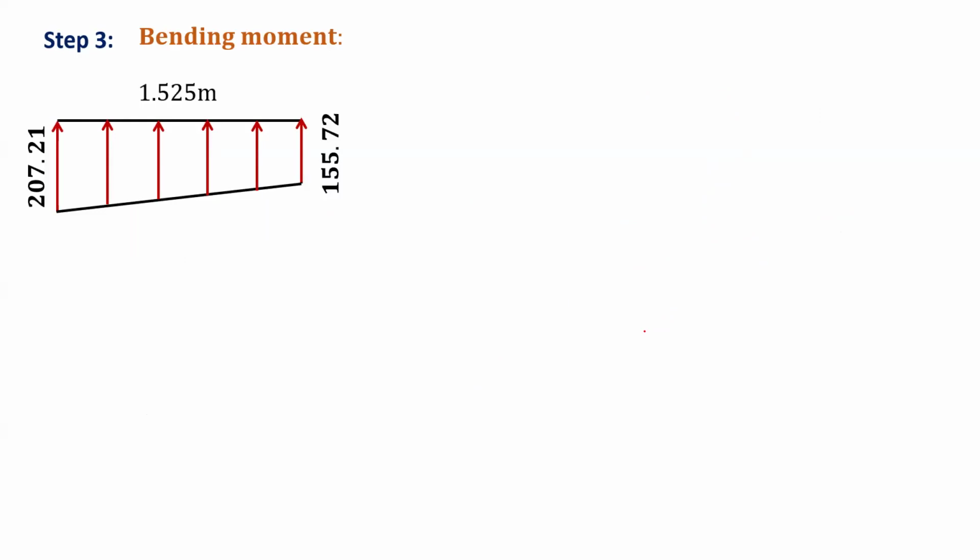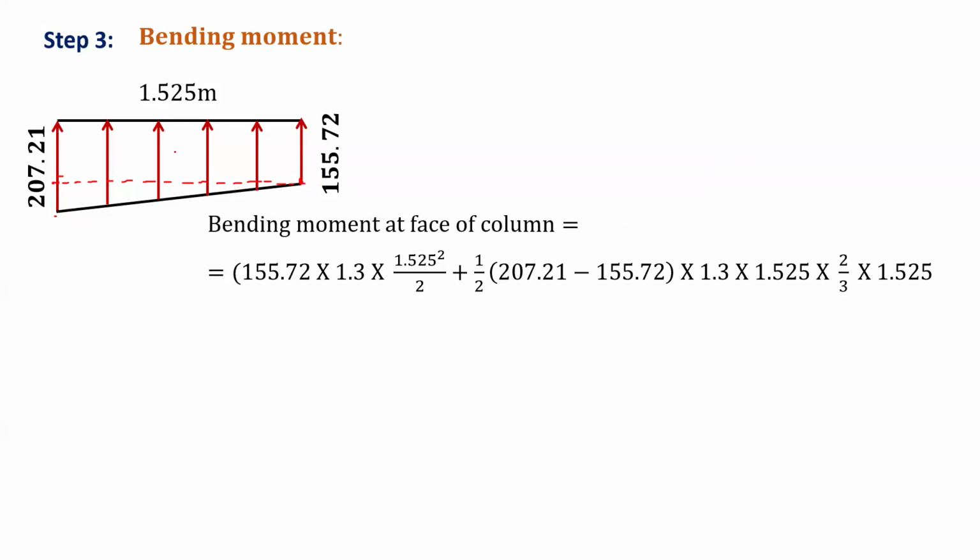And now we have to find bending moment at face of the column. Now we have to divide it into two parts. One we have that is rectangle, and another we have that is triangle. So for UDL, we have rectangle WL square by 2, and for triangle, we have to take total area, total load, and then we have to take moment about the base. Now you can see first we have bending moment at face of the column. Now due to UDL, 155.72 into width, 1.3. So now the multiplying width, this becomes my UDL into 1.525 square by 2. So this is bending moment due to UDL.